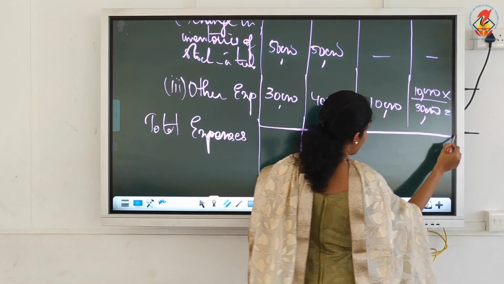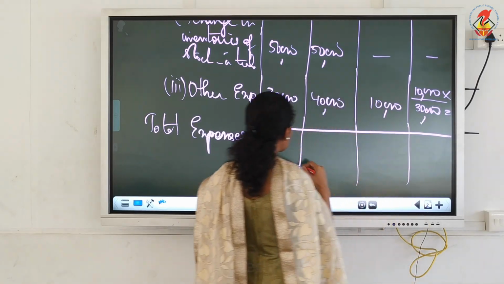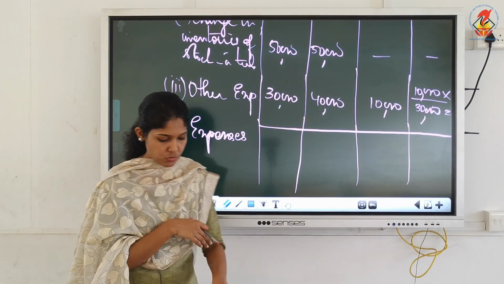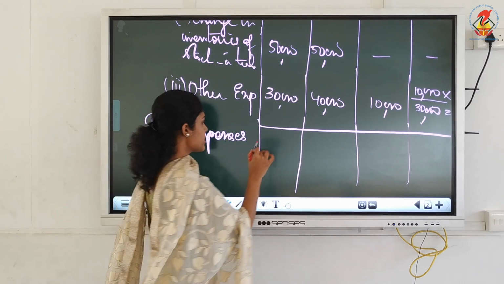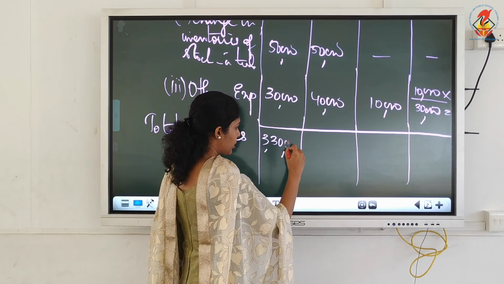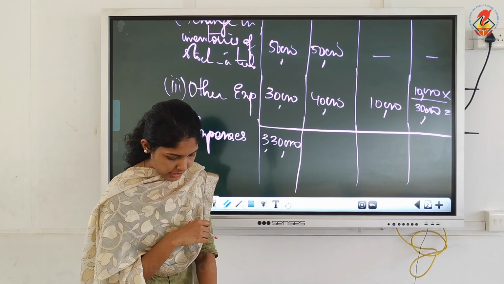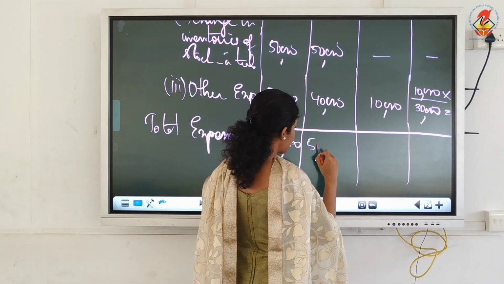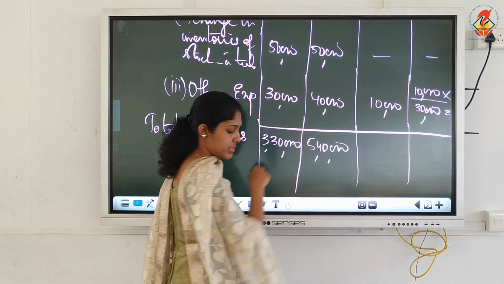Now you just draw a line, because we are going to add all these figures. Add these figures. Previous year's figures we'll add. The total is 3,30,000. Then the other figure current year is 5,40,000. We are just adding all these.